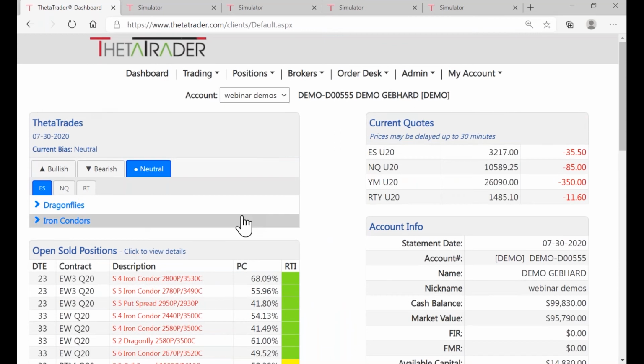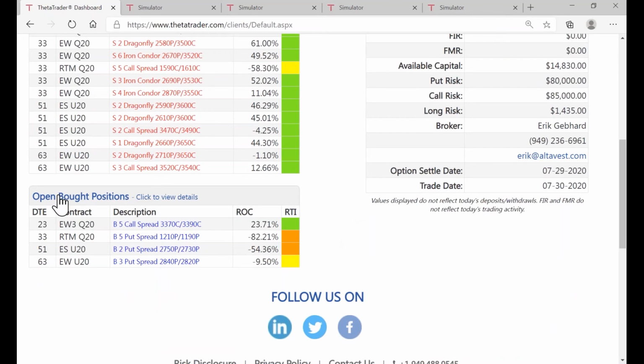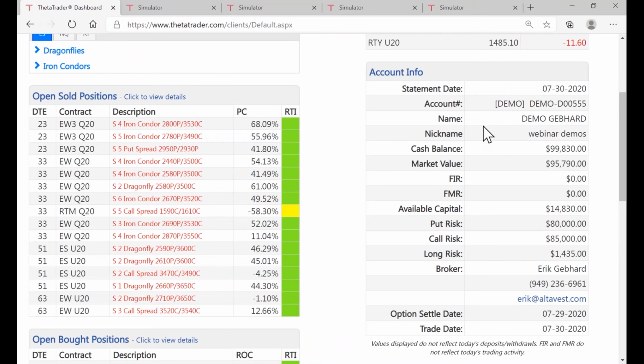You can see the Theta Trade section at the top. These are open short positions in the demo account. It's just a demo account I'm using. So open short spreads like what we just looked at in the presentation. These are open long positions because Theta Trader can also buy option spreads. And here's your account info. This would be your account info all right here.